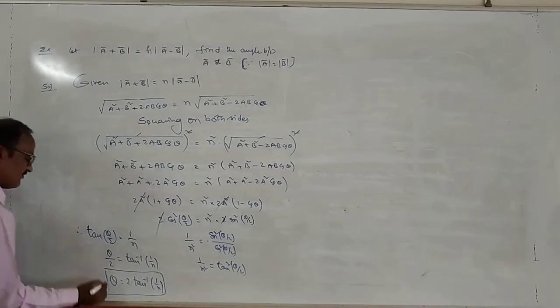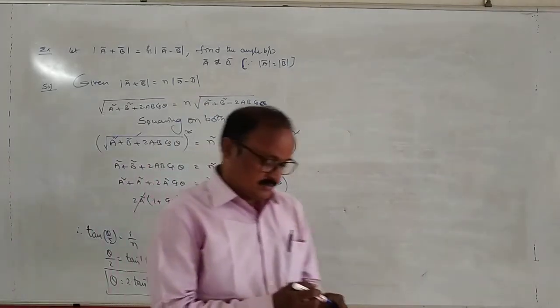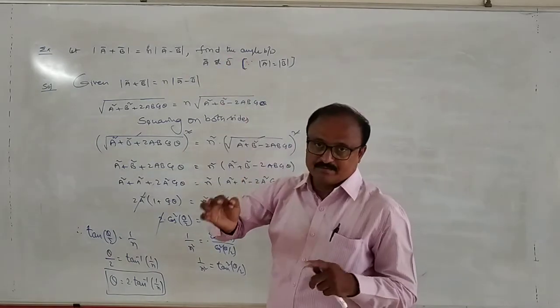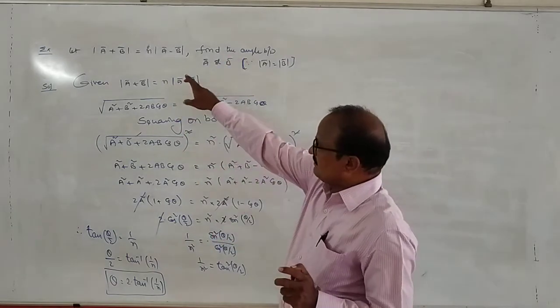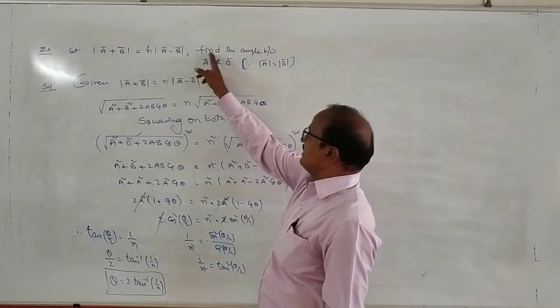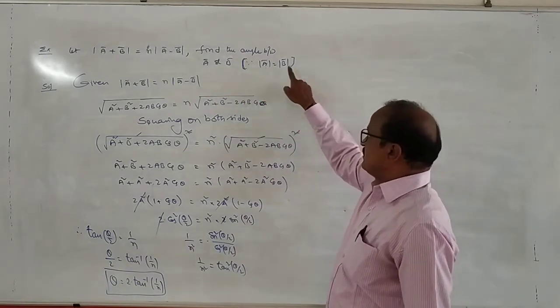So this is the formula for angle between two vectors. Remember this. Please note down these problems in your notebooks completely. Here, what is the problem? Let modulus of a bar plus b bar be equal to n times mod a bar minus b bar. Find the angle between a bar and b bar. Also given magnitude of a is equal to magnitude of b.